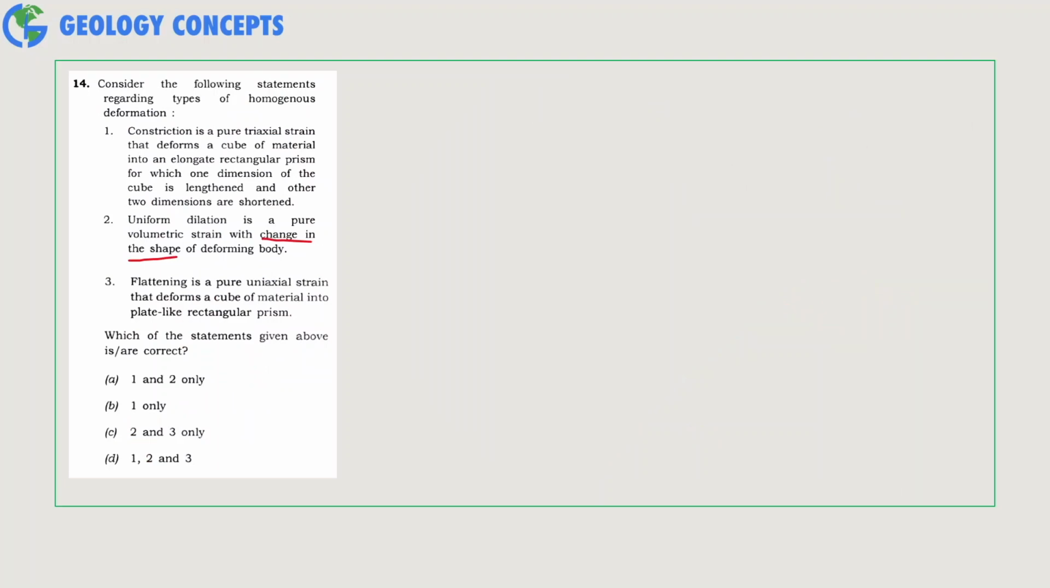Okay, so on question number 14, we are moving towards the structural geology part now. Consider the following statements regarding types of homogeneous deformation. Constriction is a pure triaxial strain that deforms a cube of material into an elongated rectangular prism, of which one dimension of the cube is lengthened and the other two dimensions are shortened. Uniform dilation is a pure volumetric strain with change in the shape of the deforming body. Flattening is a pure uniaxial strain that deforms a cube of material into a plate-like rectangular prism. Which of the above statements are correct? We have to choose the correct statements.